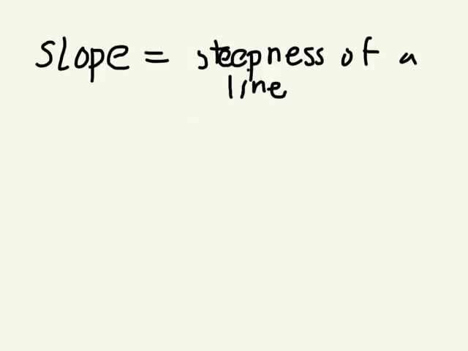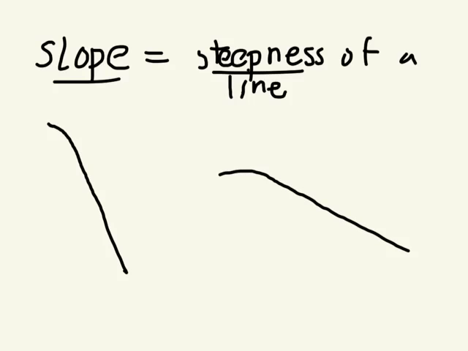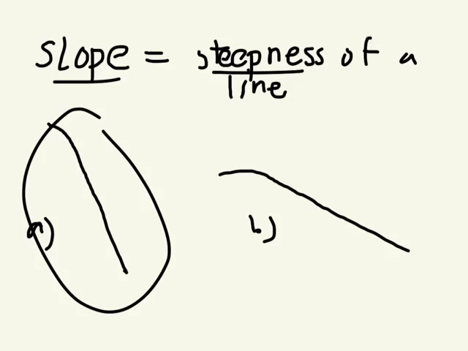Okay, the slope of a line refers to the steepness of a line. So think of a ski slope. If you go skiing, would you rather ski on a slope that looked like this, or, depends on your level of ability, right? Which one is steeper, A or B? A. Right, A is steeper.